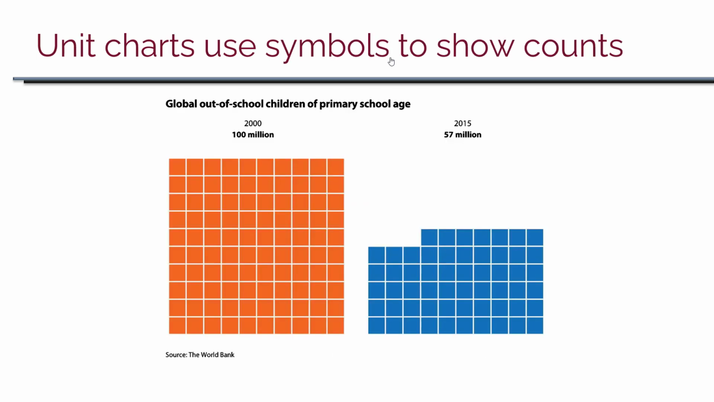Here's a unit chart. Essentially, this is showing you like 100 million, 57 million in 2015. Each square will have a unit of number, so you just stack them on top of each other. So that's one way to do it.